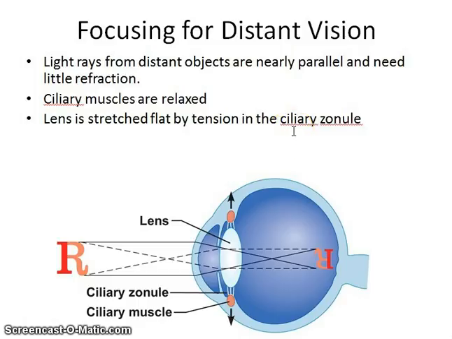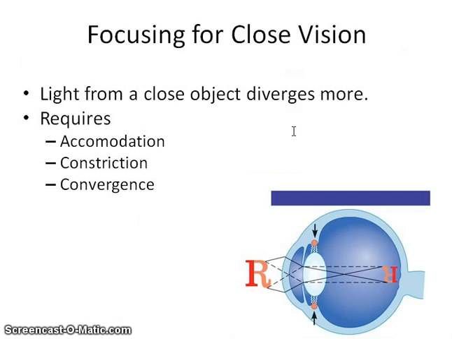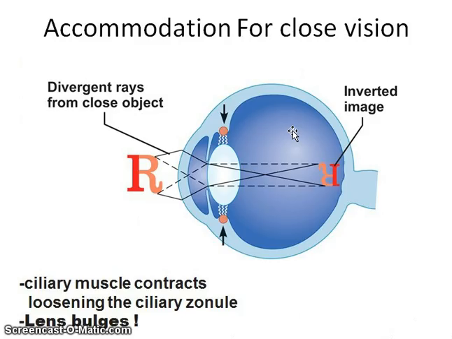And then for close-up vision, three things have to happen so that your eyes can focus on an object that's close up. It's accommodation, constriction, and convergence. The first one, accommodation, is the changing of the shape of the lens. So now you have an object that is very close in front of you. The light rays are much more divergent, and they need to be refracted more to get them to refocus on the same point on your retina.